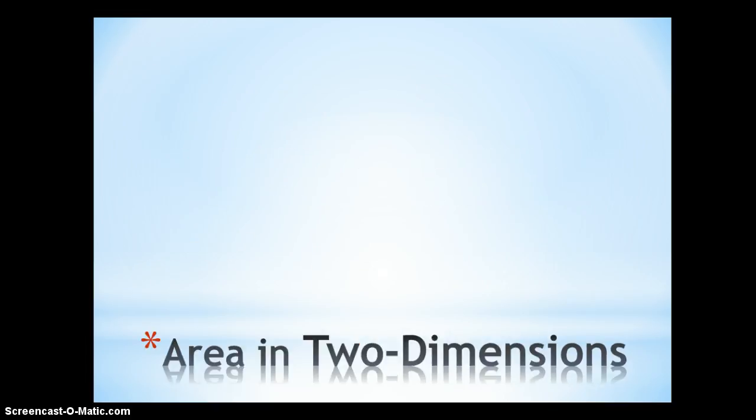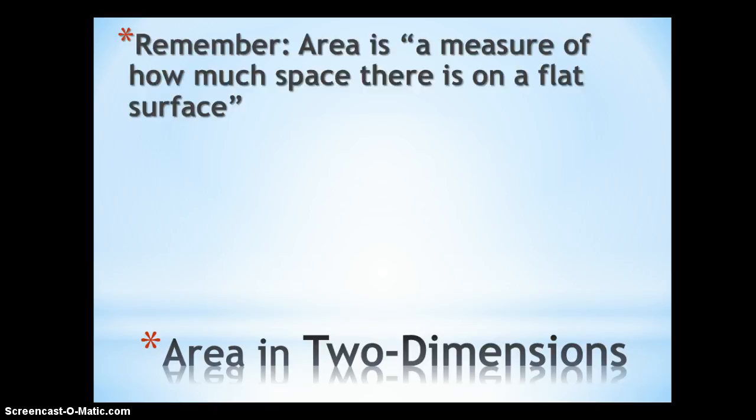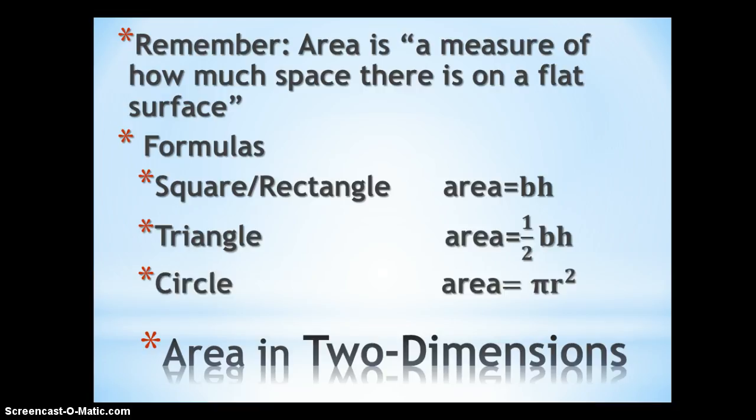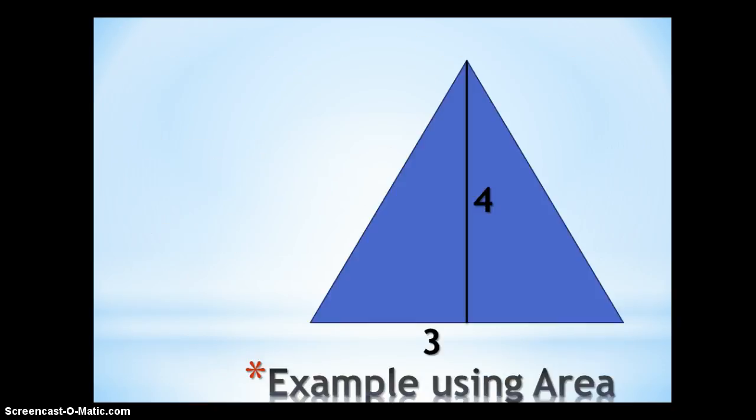So let's look at some examples of area in 2 dimensions. So let's remember, area is again a measure of how much space there is on a flat surface. So here are some formulas we need to know. For a square or rectangle, area equals base times height. For a triangle, it's going to be half the base times the height. And for a circle, it's going to be pi times the radius squared. And remember, the diameter is 2 times the radius.